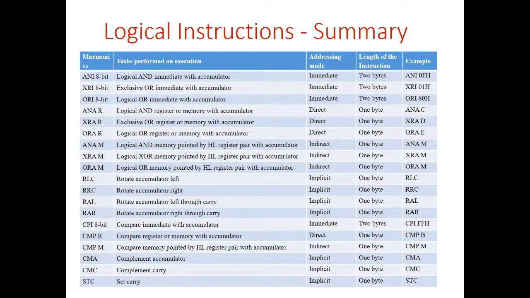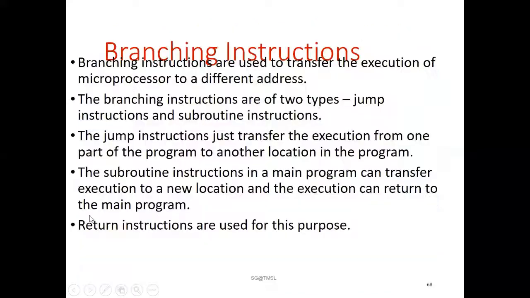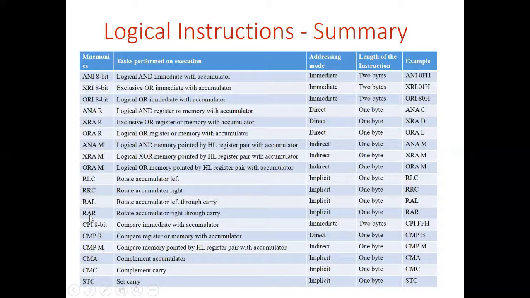So if you want to rotate any content, you need to first store it inside the accumulator, then perform the rotate instruction. And these are four kinds of rotate instruction: RLC, RRC, RAL, RAR. RLC means rotate accumulator left without carry. RRC means rotate accumulator right without carry, and RAL means rotate accumulator left through carry, and RAR means rotate accumulator right through carry.